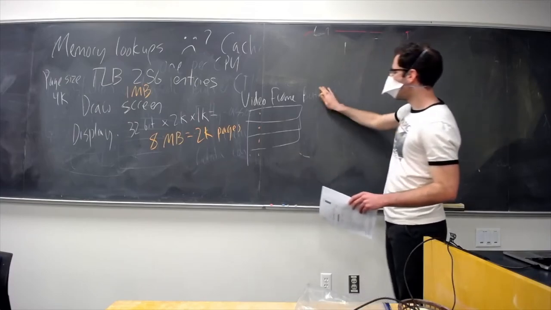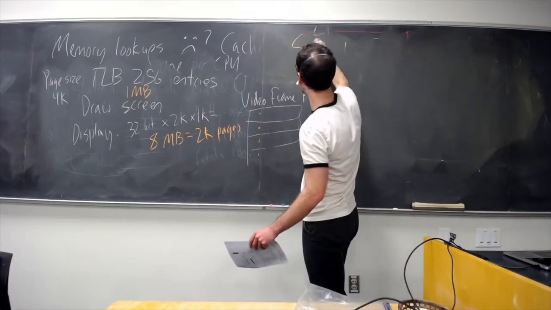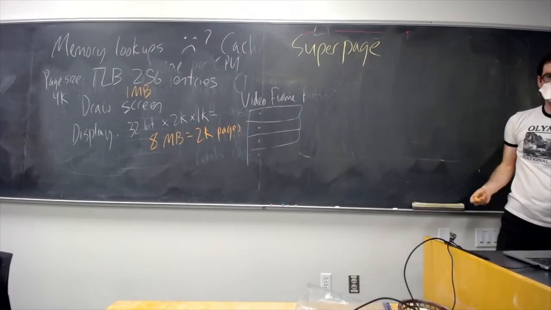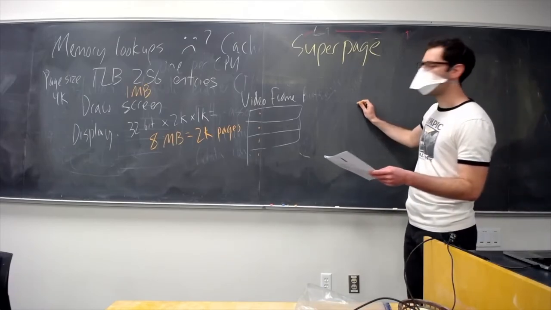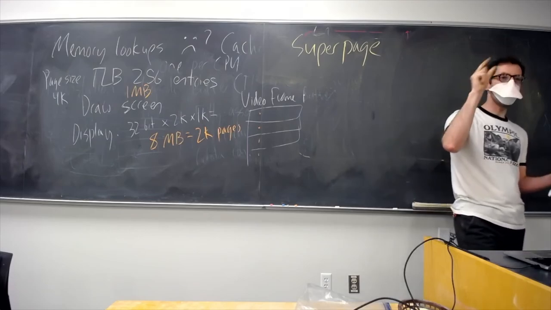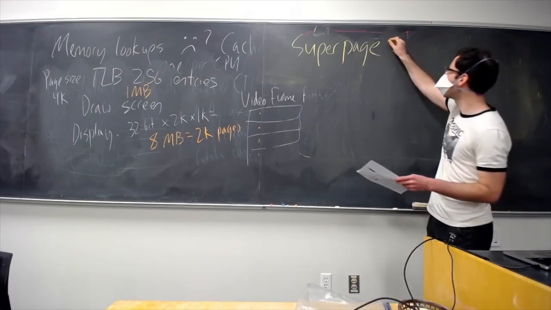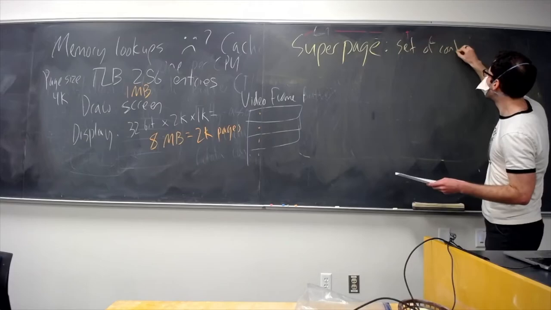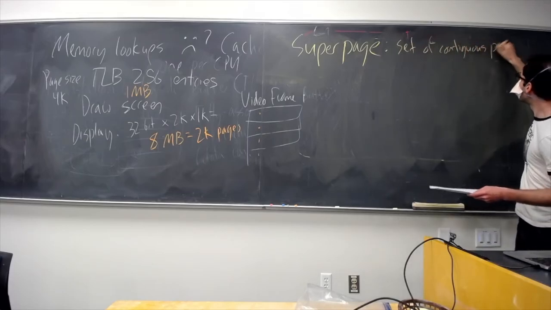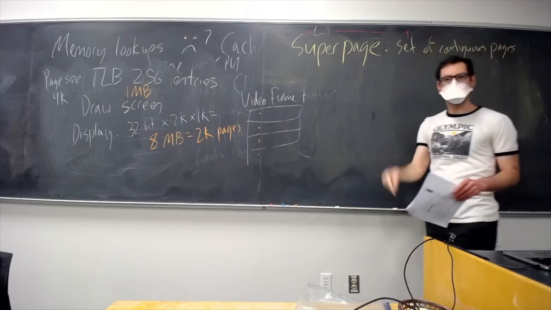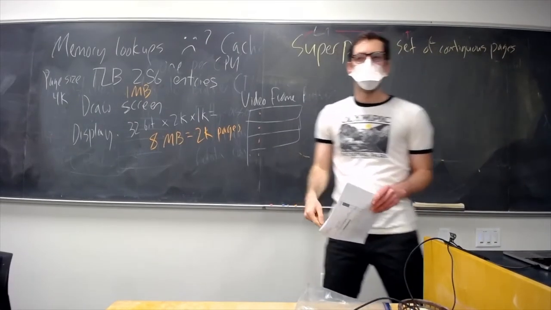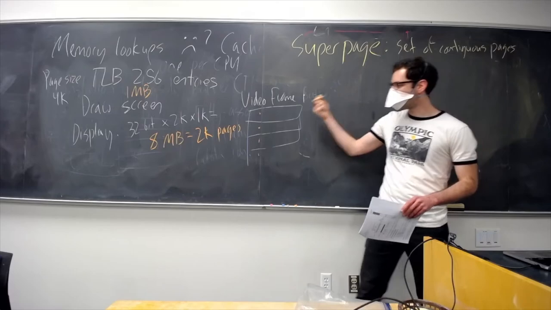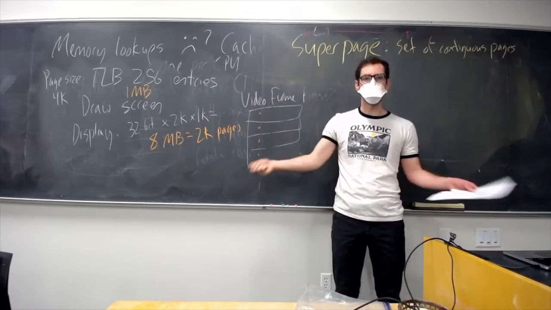We have an exciting new technique to our rescue. It's a bird, it's a plane, it's a super page. Our page is 4 kilobytes of contiguous memory. Our super page is a set of contiguous pages. The intuition for this is we have something like this video frame buffer. It's 2,000 contiguous pages, basically one big array.